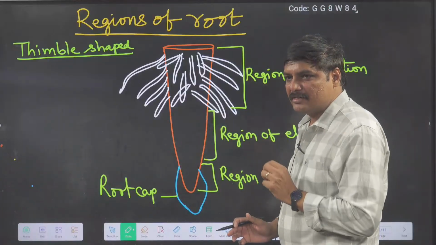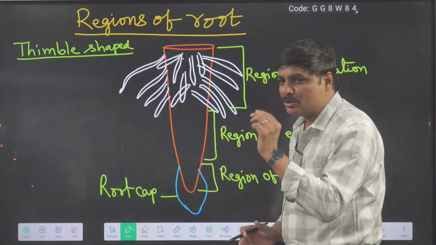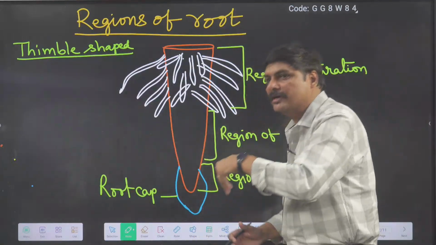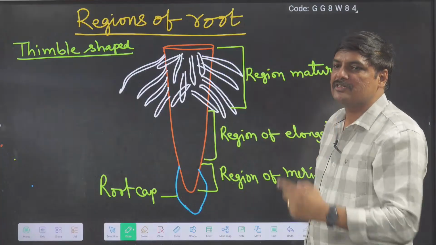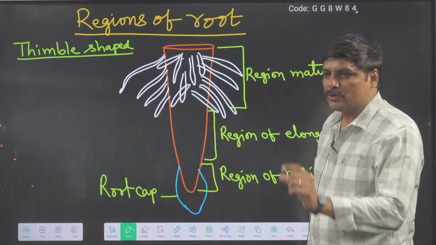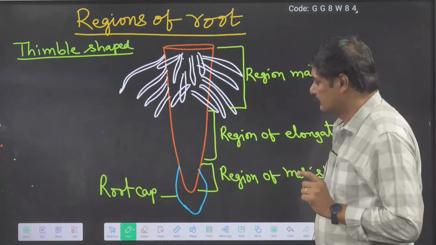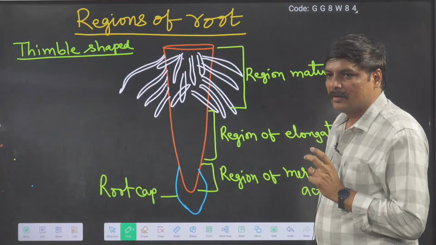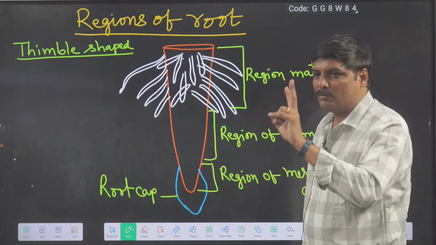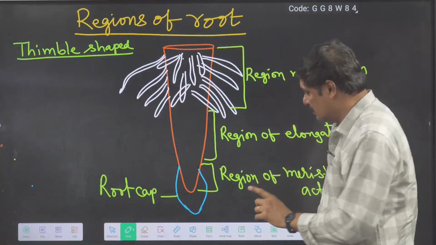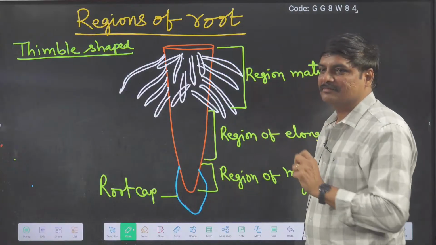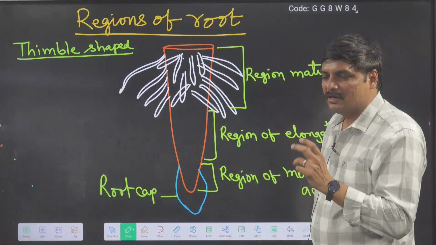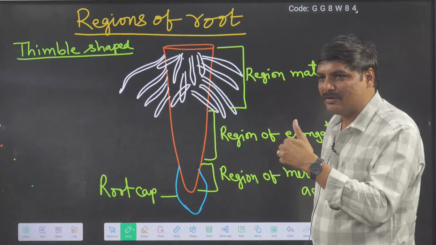The second function is that it secretes some sort of mucilage for easy penetration of the root into the soil. Those are the two functions of the root cap. The root cap is thimble-shaped and covers the apex of the root. One is protection, and the second is that it secretes mucilage, which helps in easy penetration of the root into the soil.